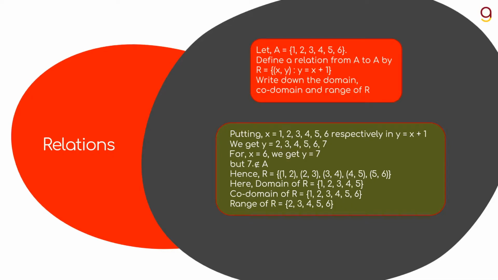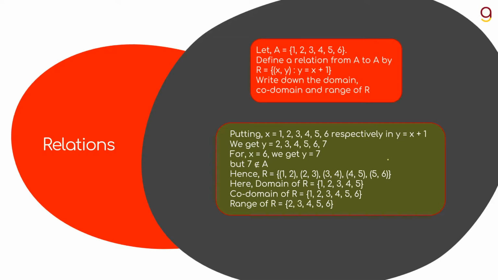Clear? Now, for x = 6, we get 6 + 1, that is y = 7. But does 7 belong to A? No, 7 does not belong to A. So, when we define a relation from set A to set A, we can't consider the element 7. So, we have these 5 ordered pairs: (1, 2), (2, 3), (3, 4), (4, 5) and (5, 6). Hope you are clear till here.